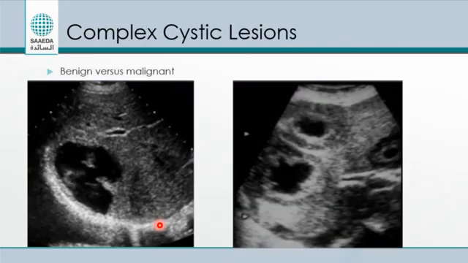Complex cystic lesions can be benign or malignant. This was a hydatid cyst. This was a malignant necrotic metastasis. Difficult to say which is which. It's difficult to distinguish by ultrasound. You can detect, but you cannot diagnose. Okay?